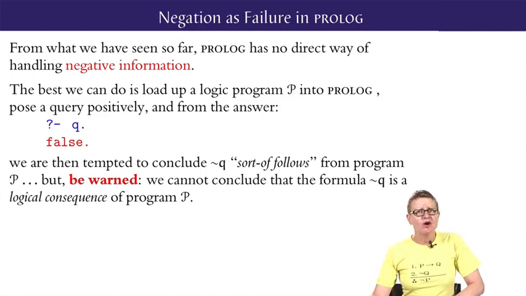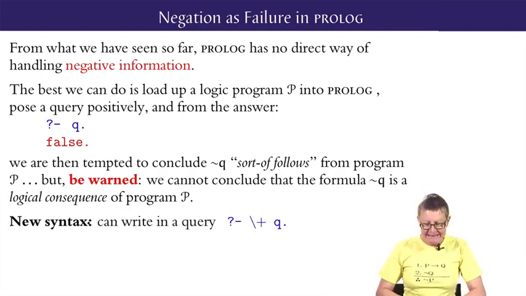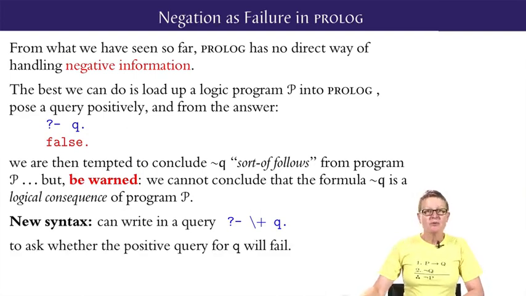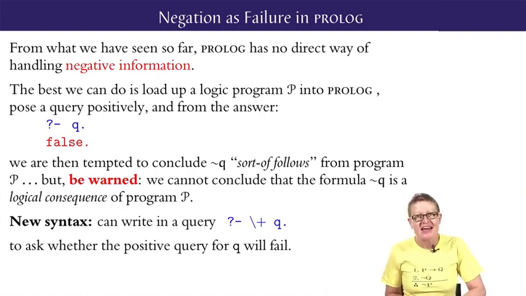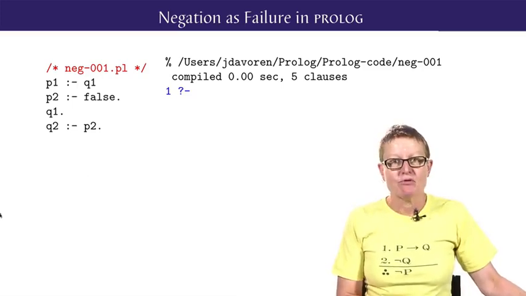Many implementations of PROLOG, including our recommended one, SWI PROLOG, have additional syntax allowing the expression of a negated atom in a goal or query. The negation symbol is \+, roughly the opposite of positive. The purpose of the syntax is to give a way to ask whether the positive query will fail, that is, to flip the polarity of the query. Negation in queries is best seen in an example.